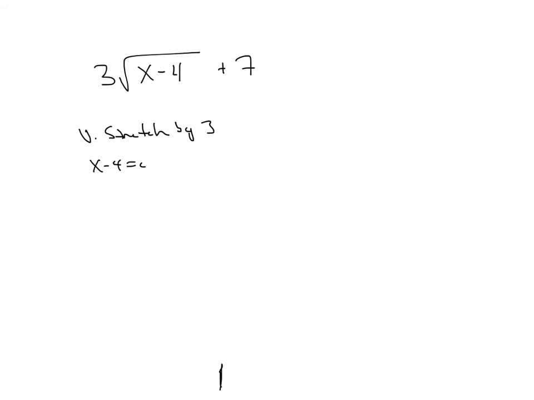Radical here, if I have 3 times the square root of x minus 4 plus 7, the 3 represents a vertical stretch by 3. And remember, for the horizontal shift, we set it equal to 0, so this will move 4 to the right, and then we have our 7, which causes us to vertical shift up 7. So we're going to move up 7.